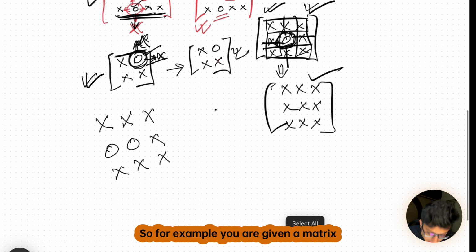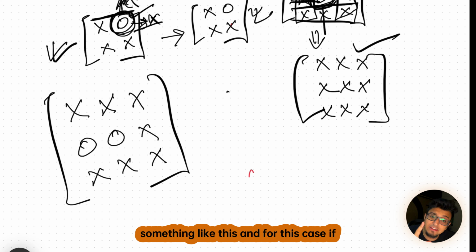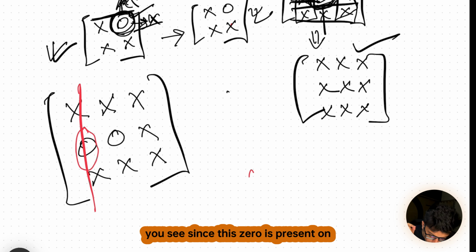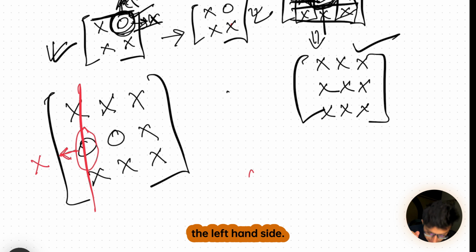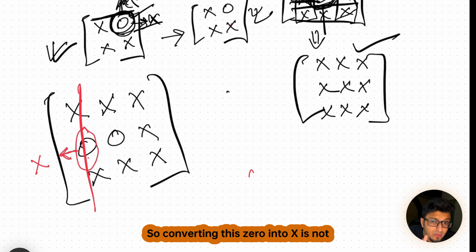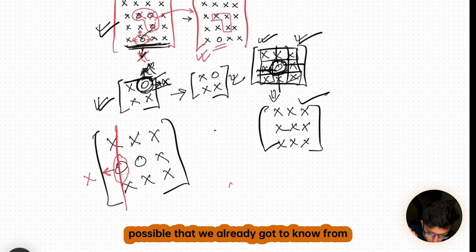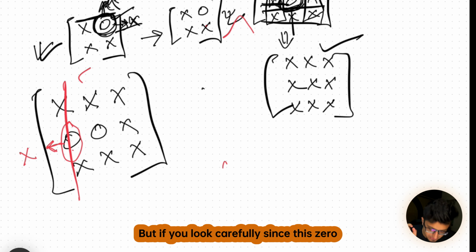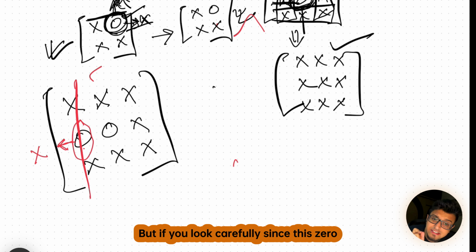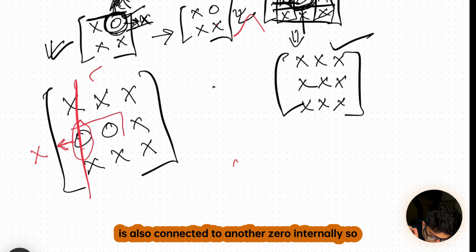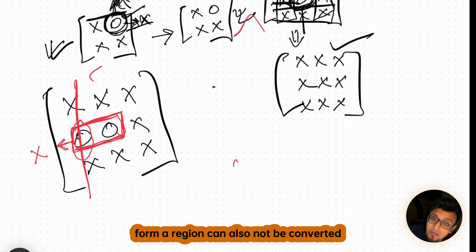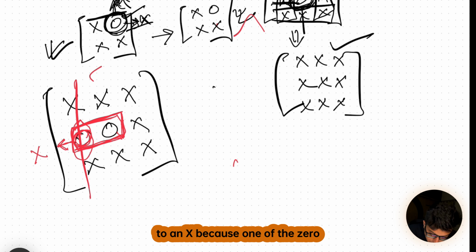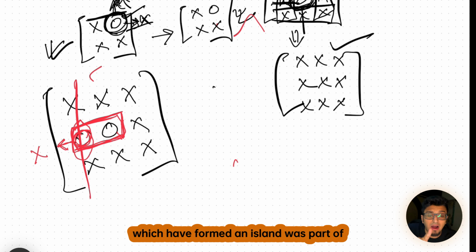So for example, you are given a matrix something like this. And for this case, if you see, since this 0 is present on the boundary of our matrix, it is very obvious there is no x present on the left hand side. So converting this 0 into x is not possible. That we already got to know from these three examples. But if you look carefully, since this 0 is also connected to another 0 internally, this internal 0, while it gets connected and forms a region, can also not be converted to an x, because one of the 0s which formed an island was part of the boundary.